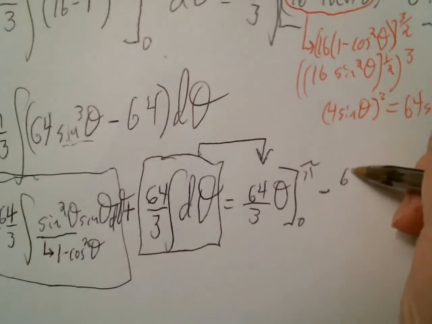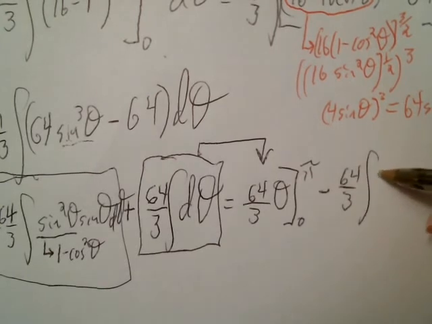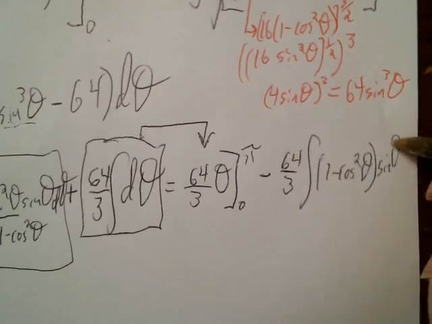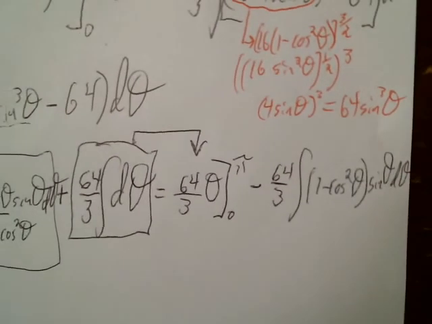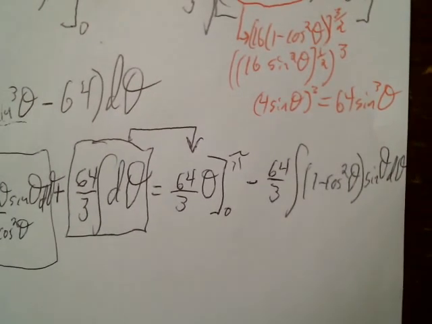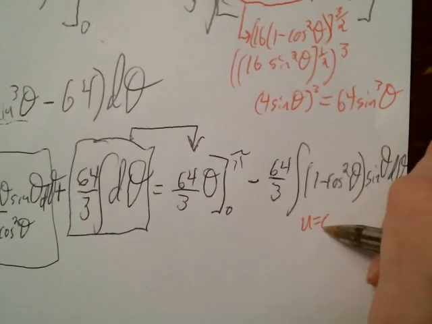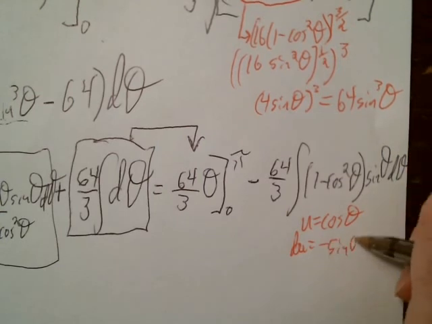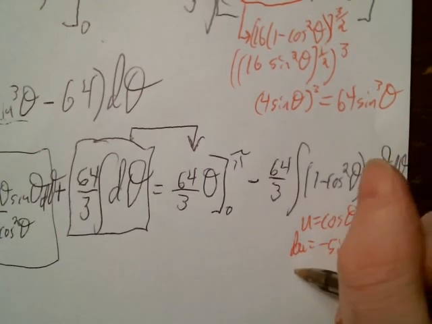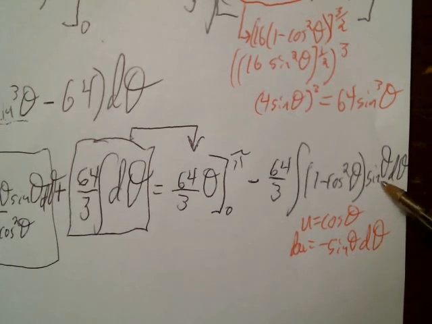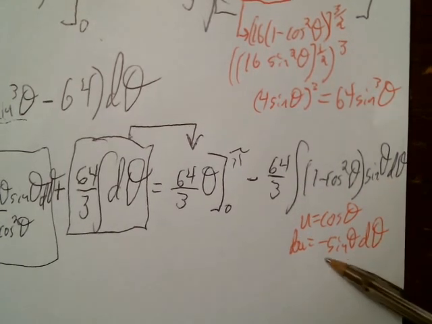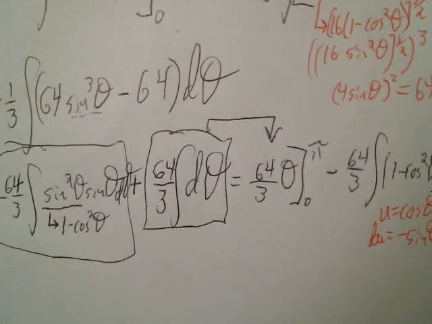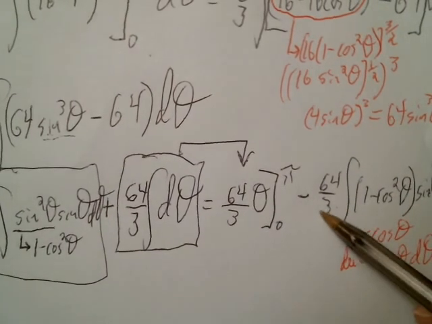I'm writing minus 64 thirds integral of 1 minus cosine squared theta times sine theta d theta. Sorry for smushing that. And then I'm going to do a u sub. Okay, so I'm going to let u equal cosine theta, and then du will be negative sine theta d theta. Okay. So when I substitute in here, here's the sine theta d theta, but I need a negative version of it. So I'll just put a negative in there as well. And I could factor that negative out in front, so this will end up being a plus.